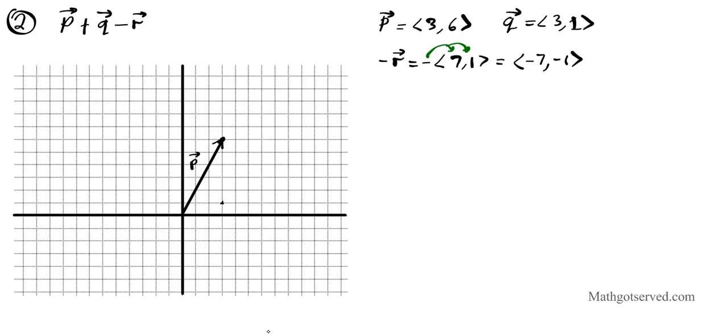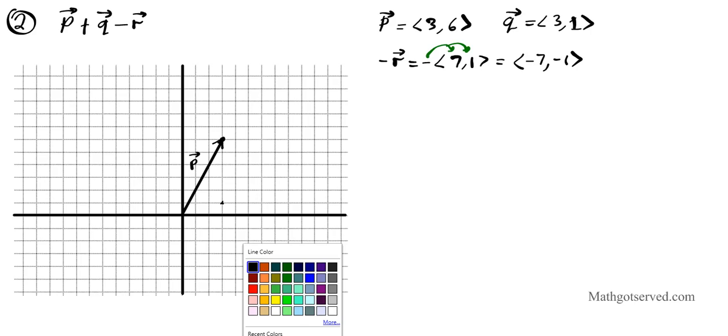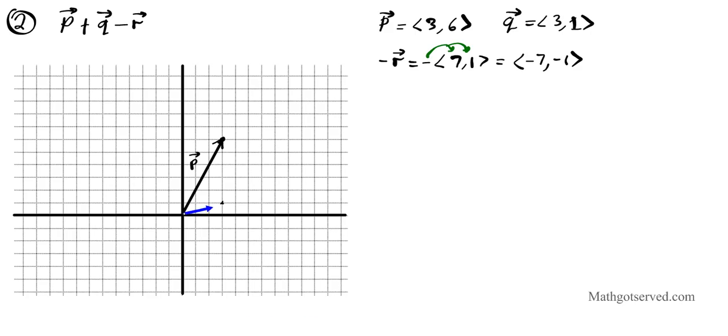Let's draw vector Q. I'm going to use the color blue this time. So this is vector Q. Let's label it so we don't get confused, vector Q.